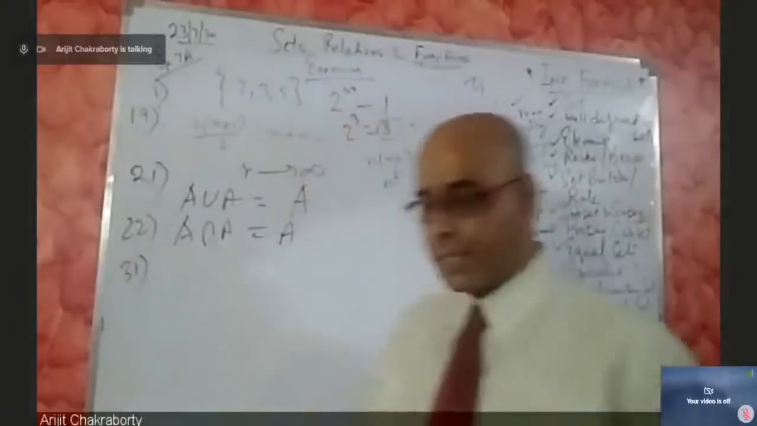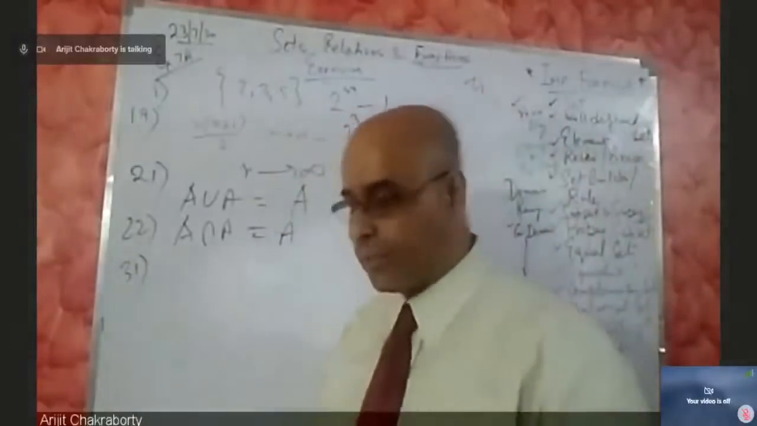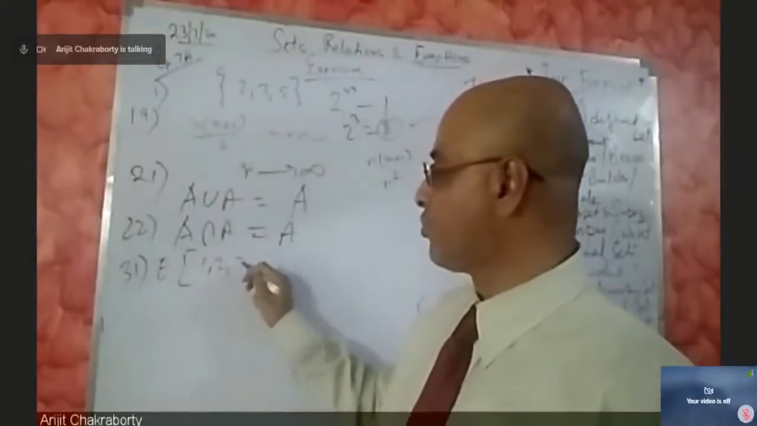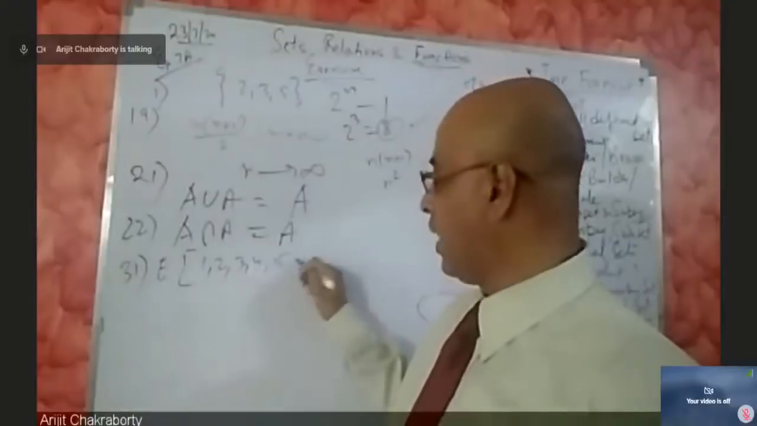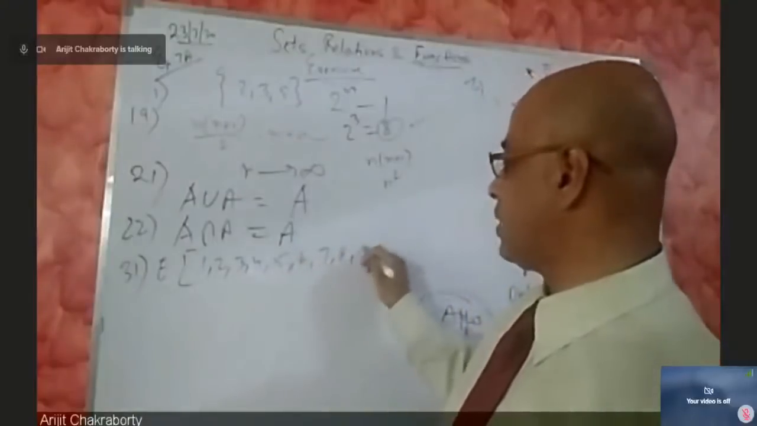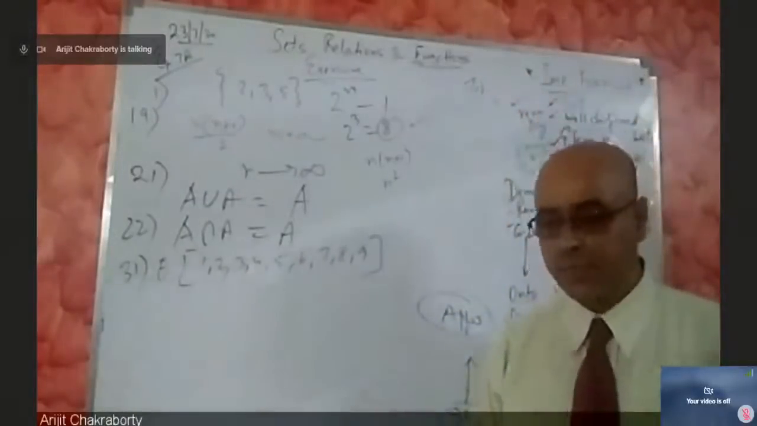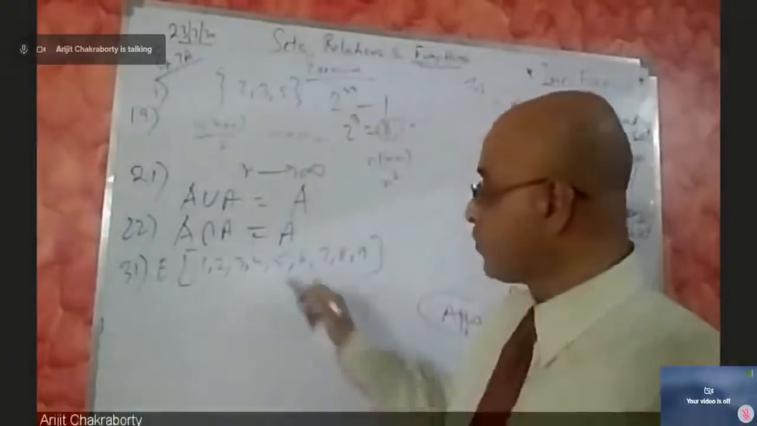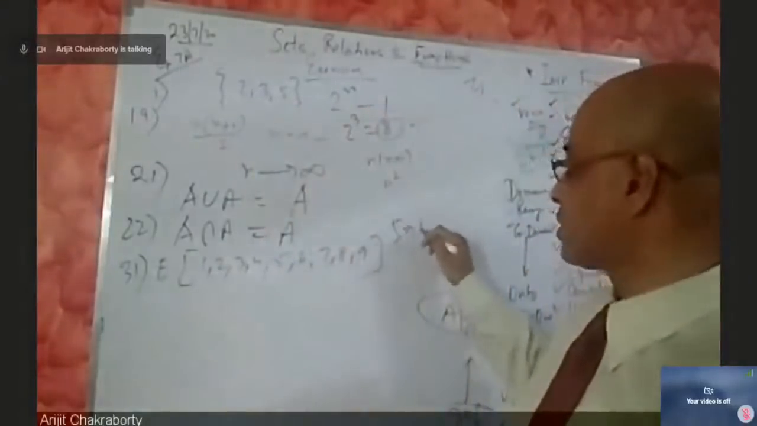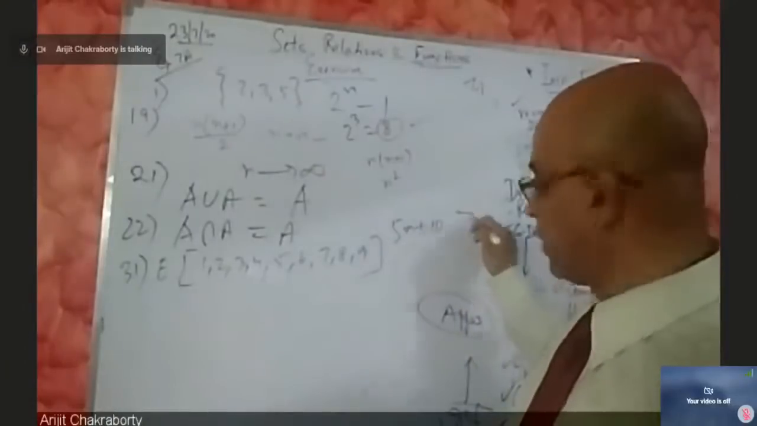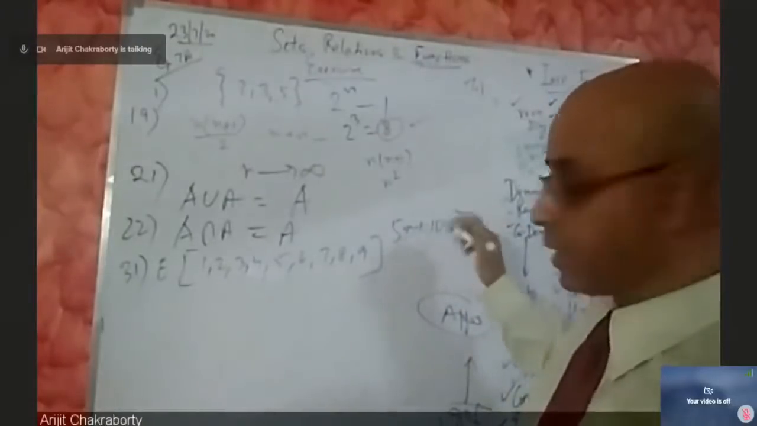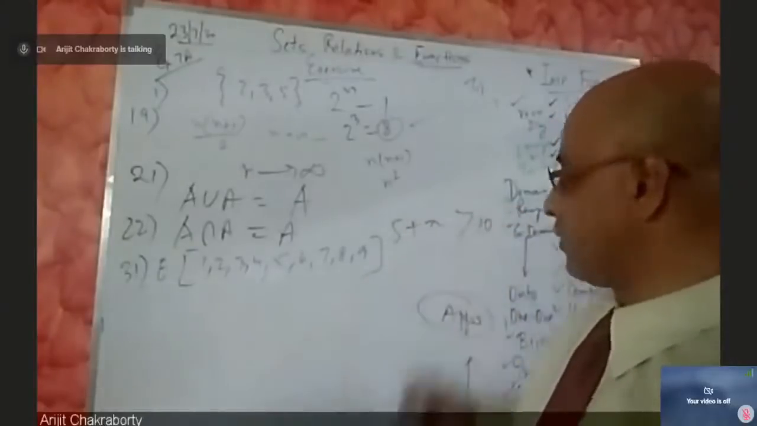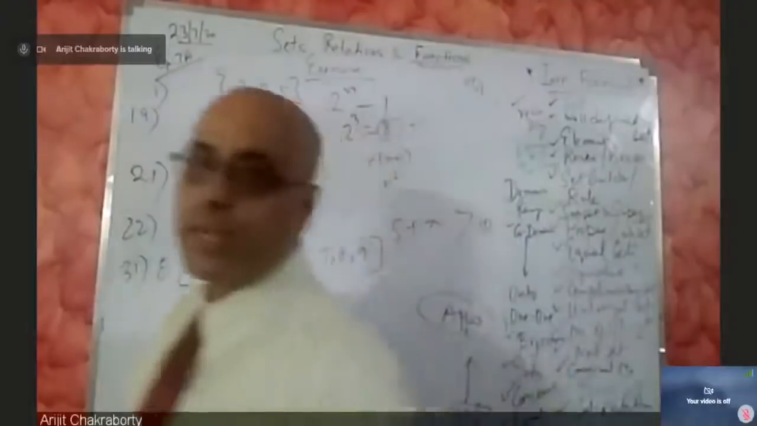The set E is given: 1, 2, 3, 4, 5, 6, 7, 8 and 9. And there is a subset of E which satisfies the equation 5 plus x is greater than 10. What will be the subset?